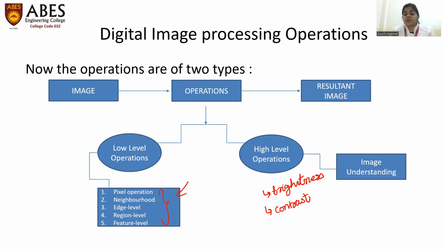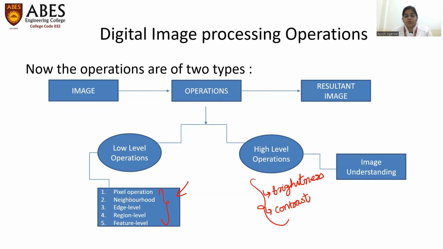They are different terms. Now, moving on to the low level operations, which involve five operations. These five operations together work for two main basic operations, that is brightness and contrast manipulation. Let's go back to the previous example, the passport size photos. When that person enhances the quality of the photograph, he is basically working on these five steps: pixel operation, neighborhood operation, edge level, region level, and feature level operations.